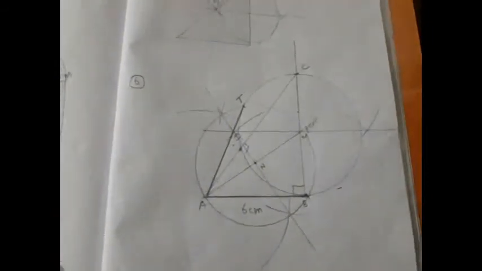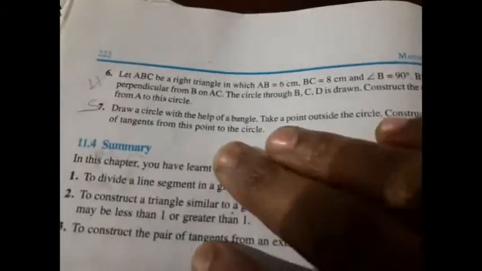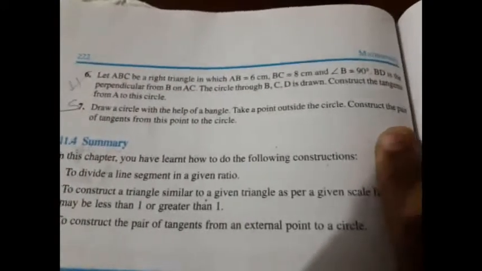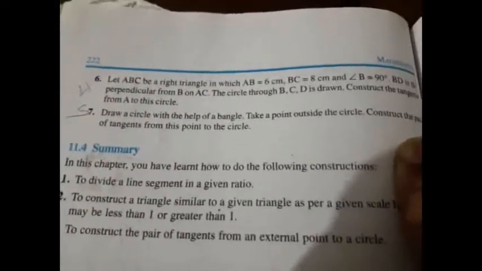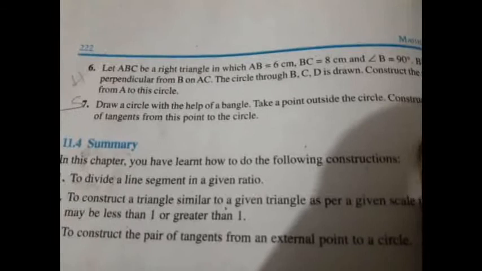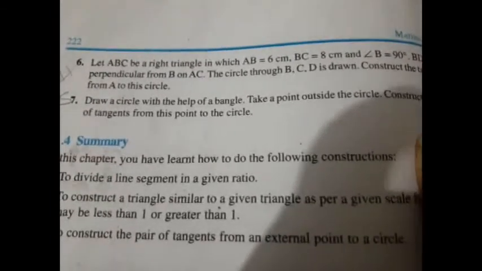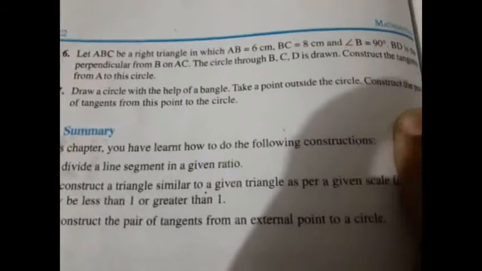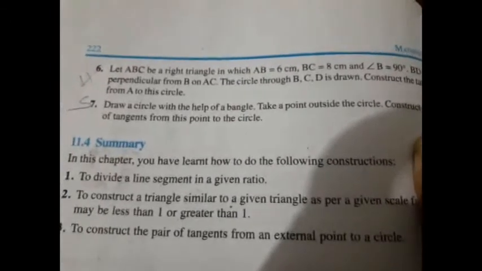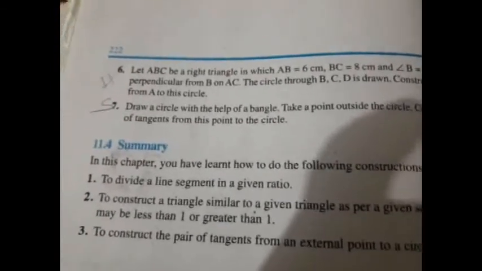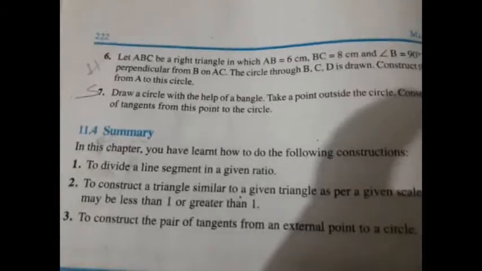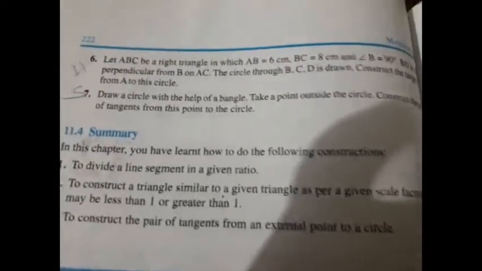Let us move on to the last question. Now the last question is, draw a circle with the help of a bangle. Take a point outside the circle. Construct the pair of tangents from this point to the circle. Hope you remember this. We have learnt in our class 9 how to obtain the center of a circle. We have learnt in the circles chapter, the center lies on the perpendicular bisectors of the chords. Hope you remember. I'll explain how to identify the center because we are going to construct a circle using a bangle. So only if we identify the center, we can proceed in drawing the tangents, right?